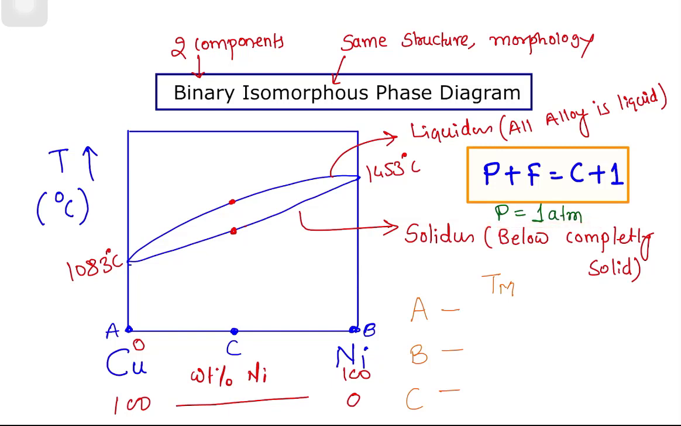So if you take a concentration in this curve, it will look like this. For example, if you take concentration equal to C, that is around 50% weight percent nickel, and we draw a line here, what the line suggests is: if you take a concentration that is 50% nickel and 50% copper, and we heat that alloy.